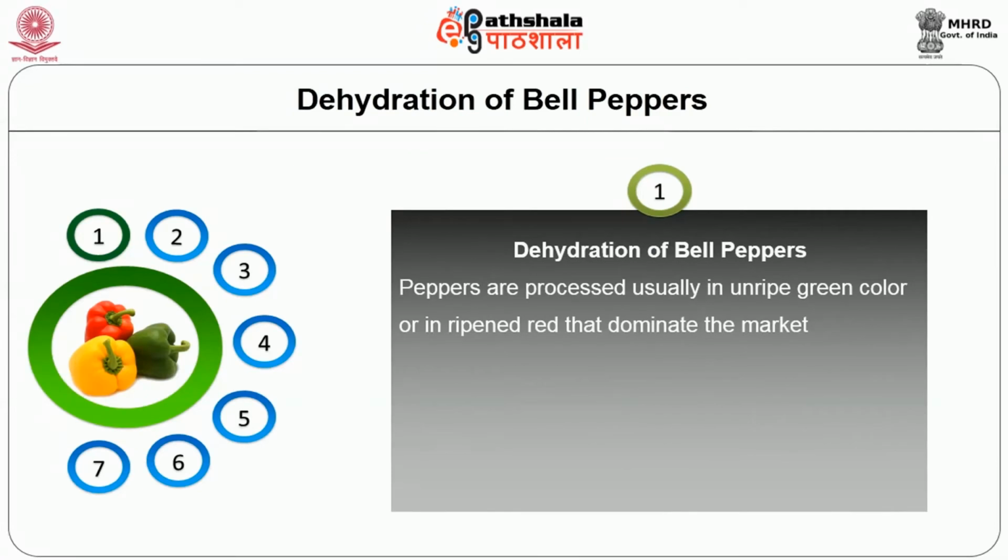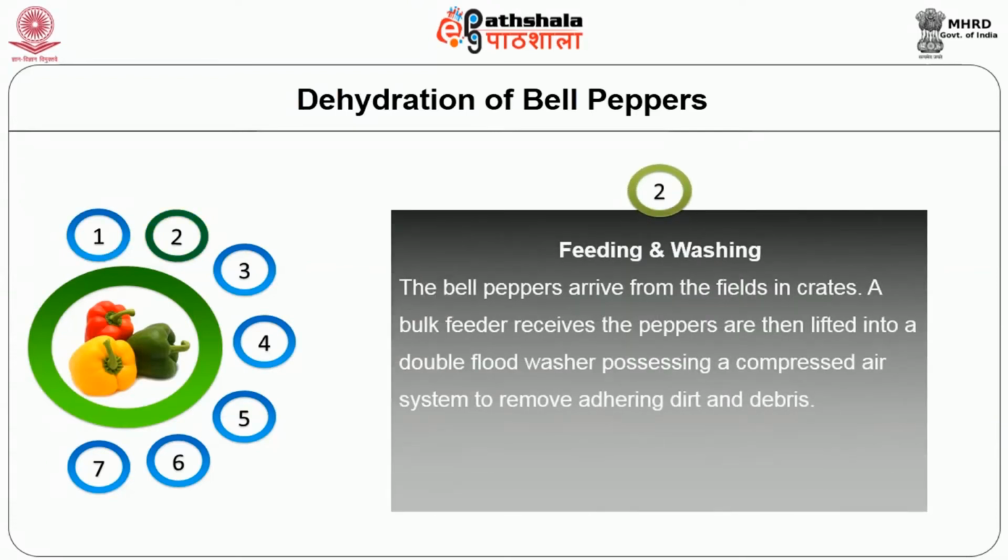Talking about peppers, they are processed usually in unripe green color or in ripened red color that dominate the market. In the first step of feeding and washing, the bell peppers arrive from the fields in crates. A bulk feeder receives the peppers and lifts them into a double flood washer, possessing a compressed air system to remove the adhering dirt and debris.